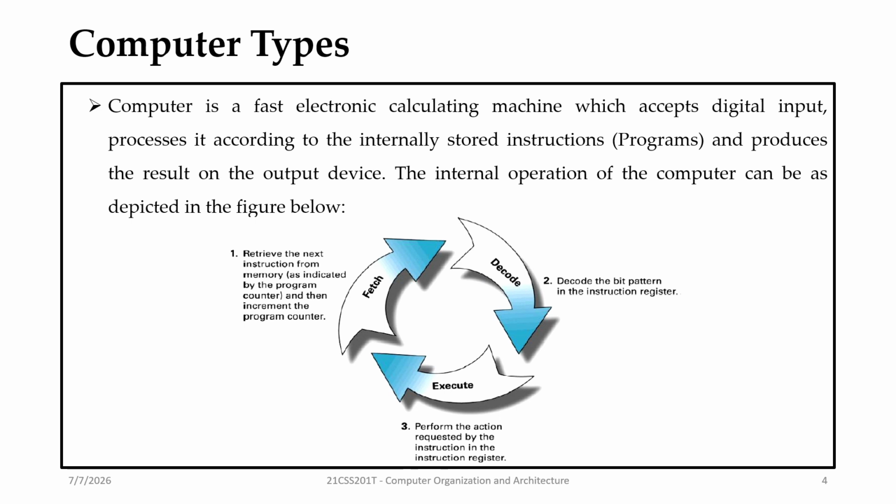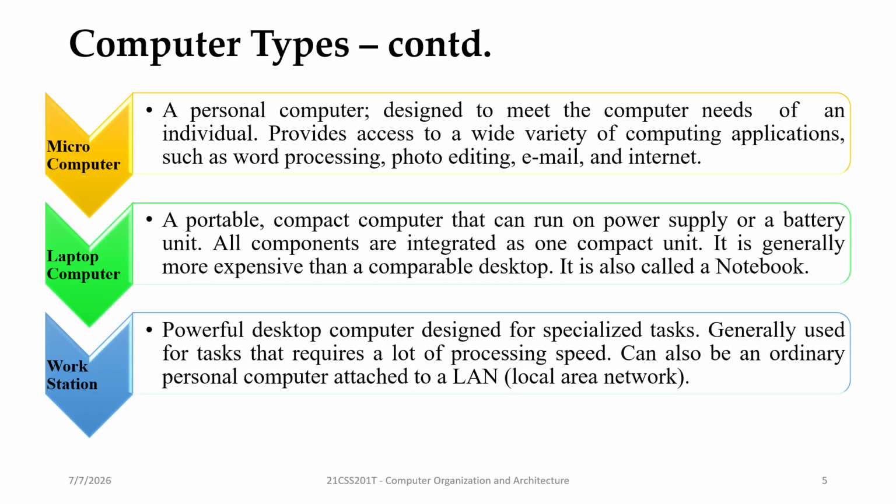Then the second step is decode. Decode the bit pattern in the instruction register. Then we have execute. Execute means it performs the action requested by the instruction in the instruction register. These are the different types of computer. What are the different types of computer?